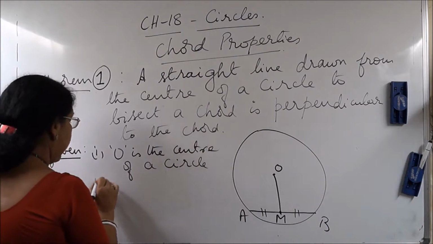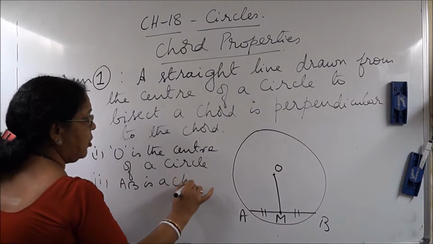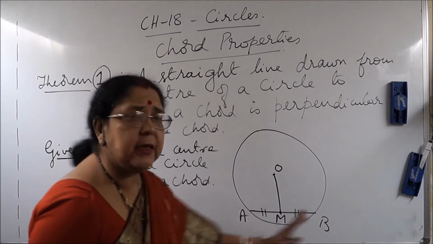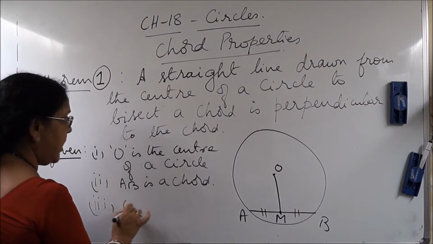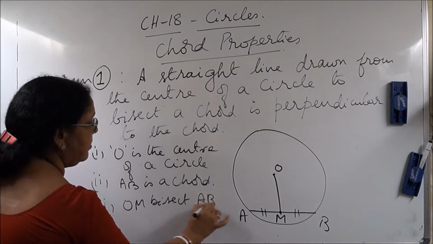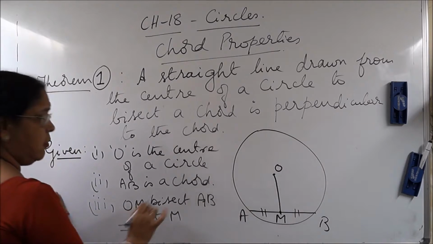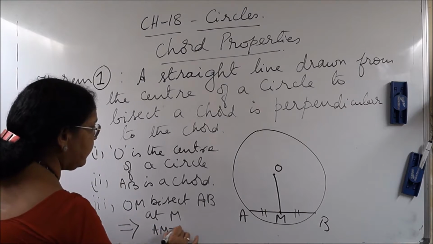Second thing, AB is a chord, we know. AB is a chord. Third thing we know, OM is a straight line bisecting AB. So OM bisects AB at M. This implies OM bisects AB at M implies AM is equal to BM.